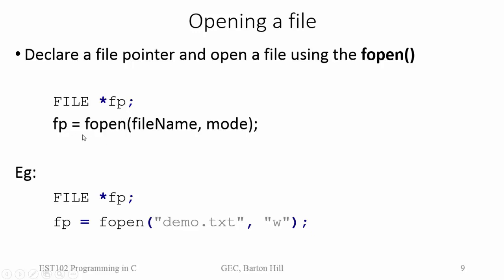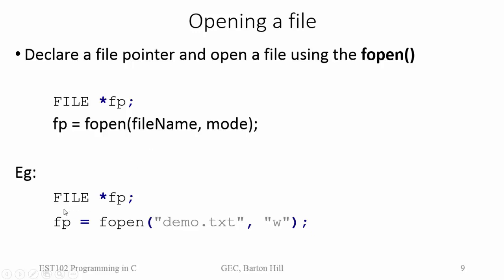Then we can open a file using the function fopen. So I have given fp is equal to fopen of filename comma mode. Here we have to provide the name of the file, and here we have to provide the mode in which it has to be opened. So we have read mode, write mode, append mode, etc. So this is the normal syntax for opening a file.